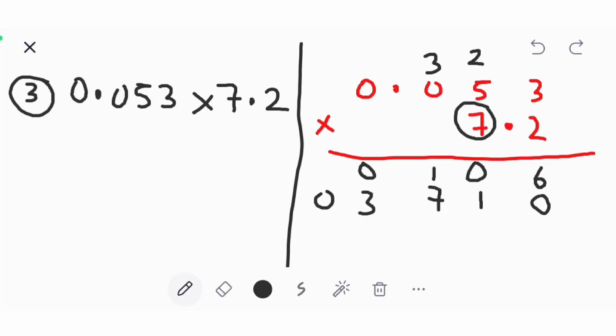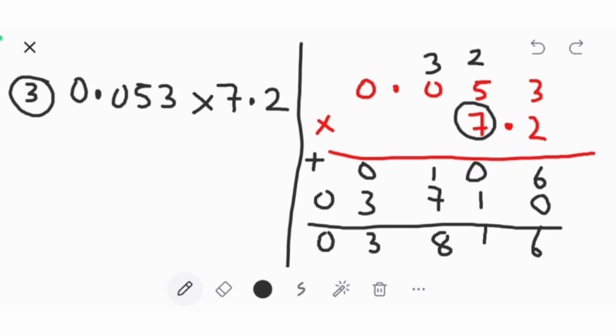Now you add everything together. 6 plus 0 is 6. 0 plus 1 is 1. 1 plus 7 is 8. 0 plus 3 is 3. Then 0. Where will the decimal point be?